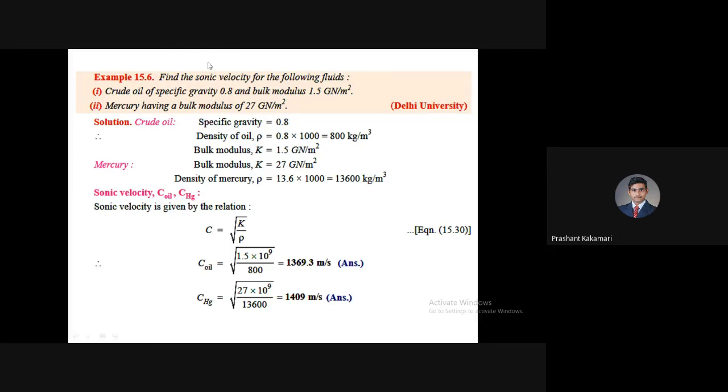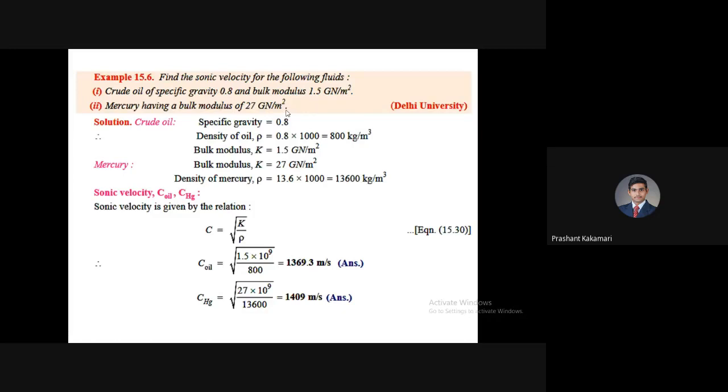Here they are telling us to find the sonic velocity, which means we have to find c. By which equation, we don't know; the equation to use will be given in the problem. First problem: crude oil of specific gravity 0.8 and bulk modulus 1.5 giganewton per meter square. Next: mercury having a bulk modulus of 27 giganewton per meter square.